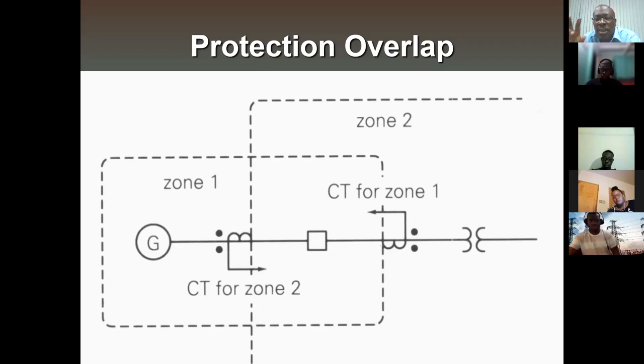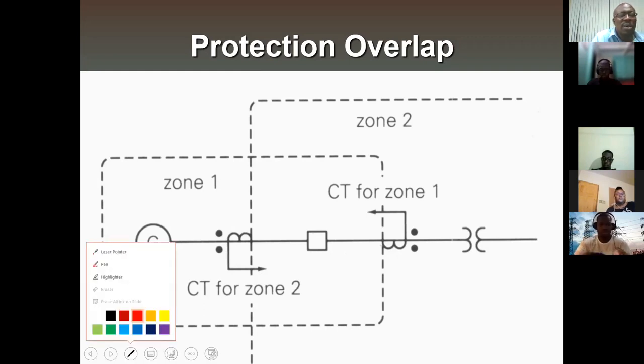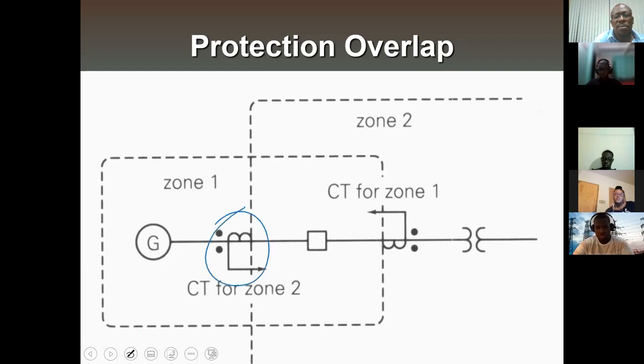So although I mentioned just now that your zones consist of the switch gear and the equipment being protected, in reality the boundaries of the zones are really defined by your CTs. So the overlap that we are showing here is based on these two CTs. The CT for zone one is over here, and these dots that you're seeing there are the polarity markings for your CTs. All right.